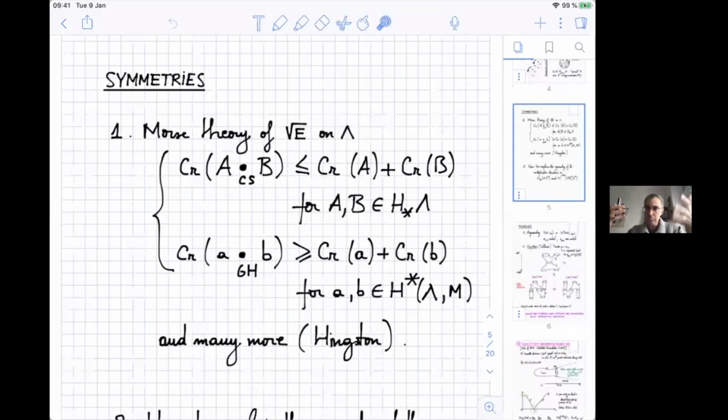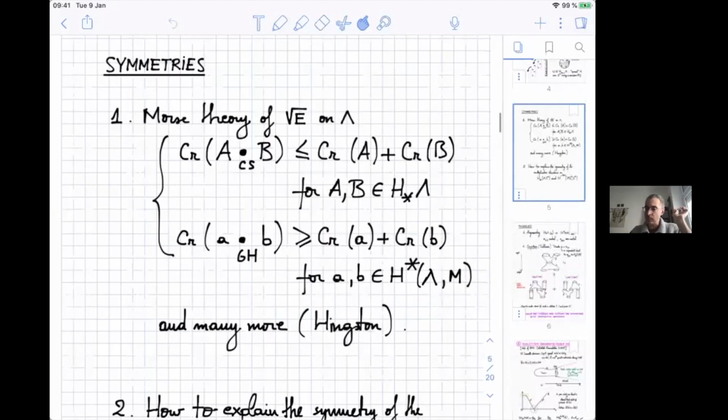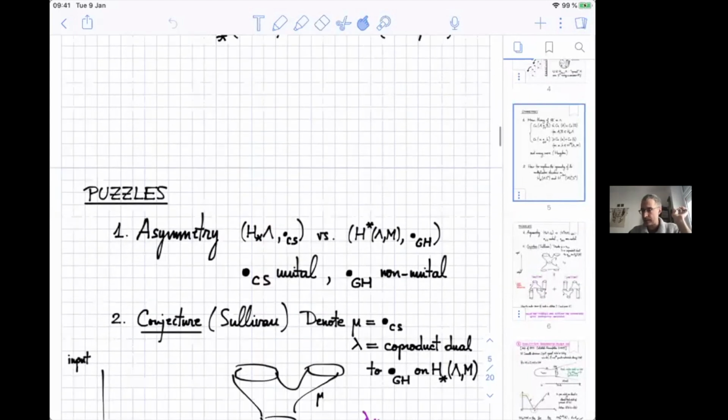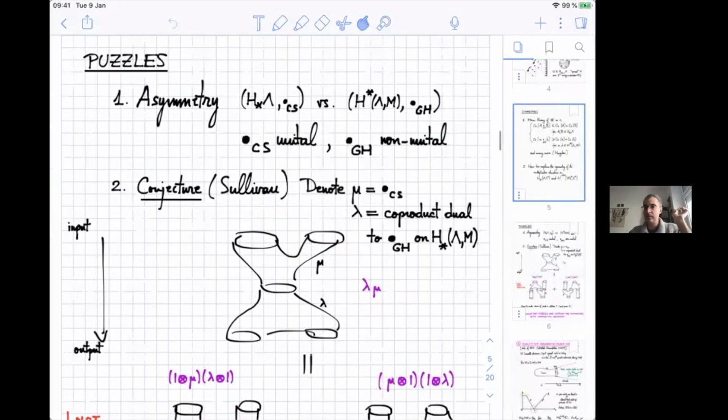And there's a fundamental relation between critical values of the product and the sum of critical values, and they are reversed. So we have the symmetry between homology and cohomology. How to explain them? This one about critical values, maybe it's not so difficult, but there are many more and much more subtle ones that have been observed by Nancy Hingston over the years. And I want to present two puzzles, which also serve as motivation.